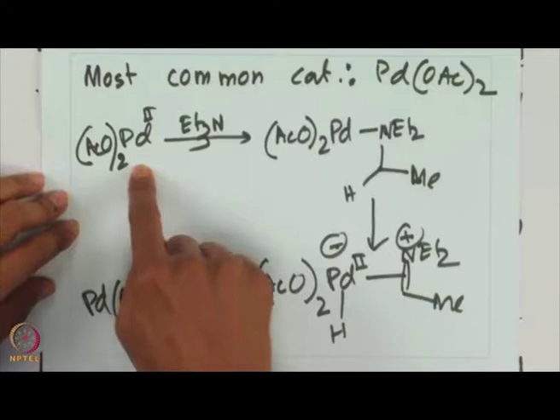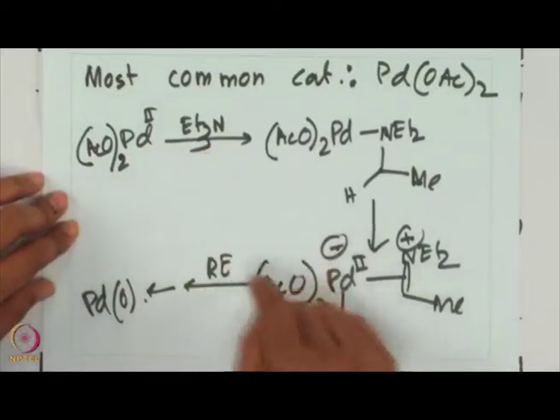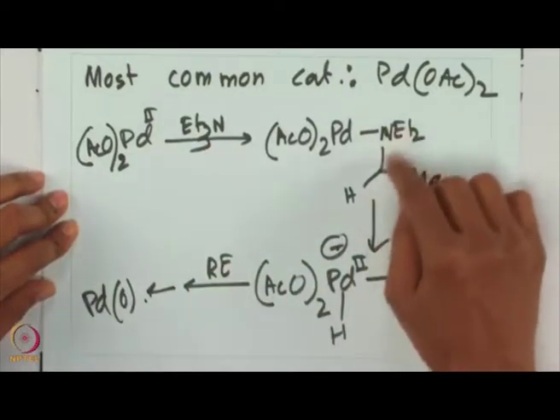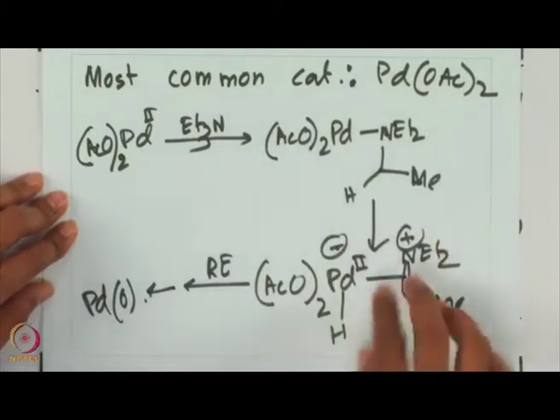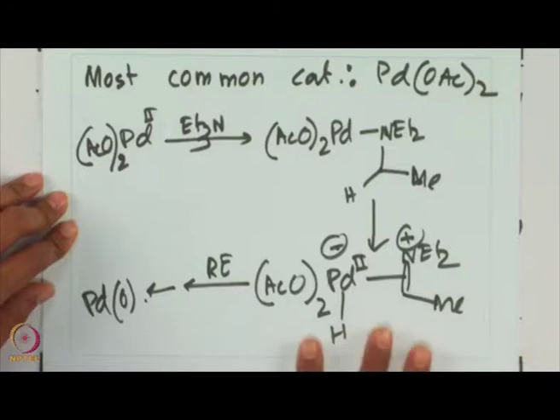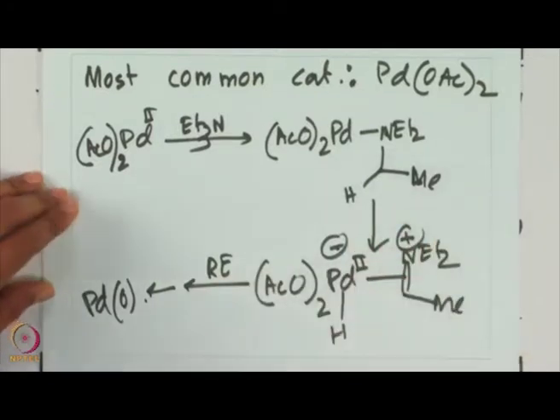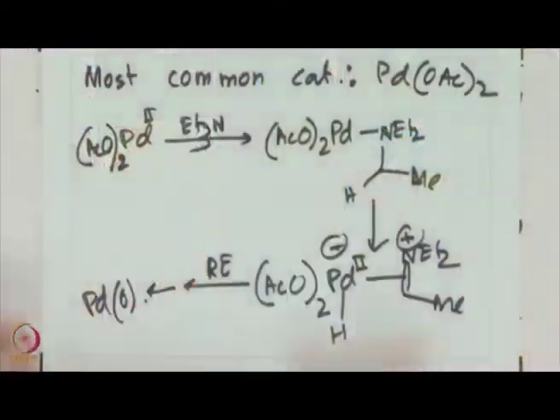So, palladium 2 acetate reacts with triethylamine, and then this triethylamine coordination and beta hydride elimination give rise to the palladium 2 hydride type of intermediate, and from there, of course, acetic acid will go out and the acetate will react with that triethylamine to give you overall palladium 0.